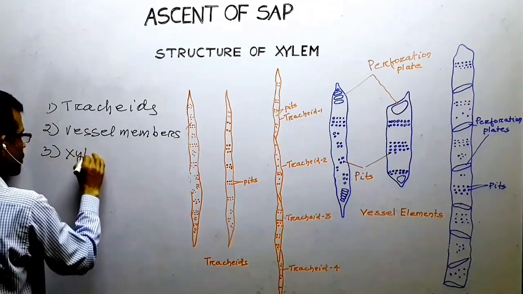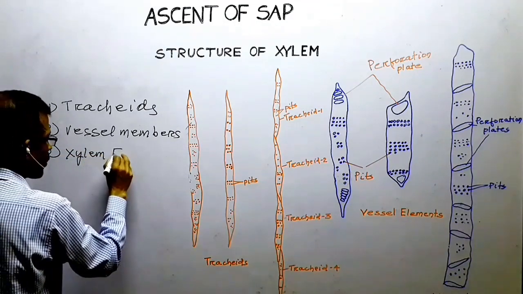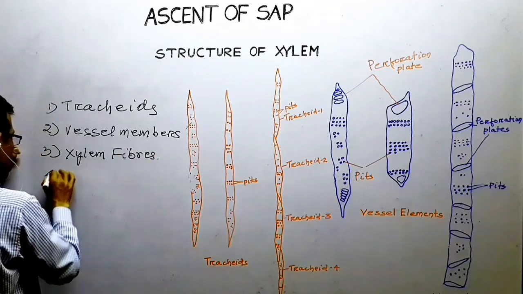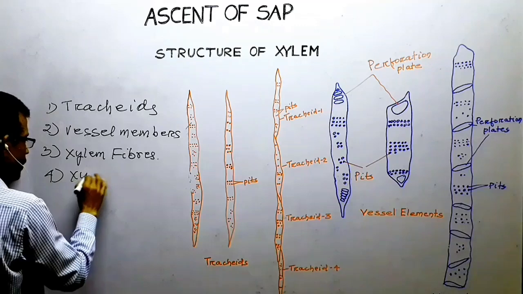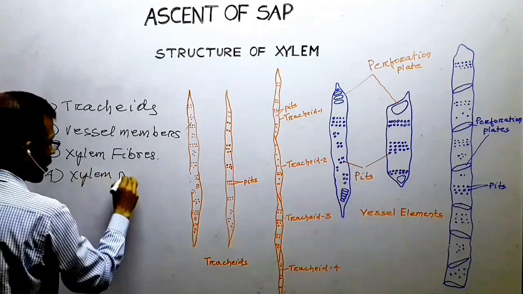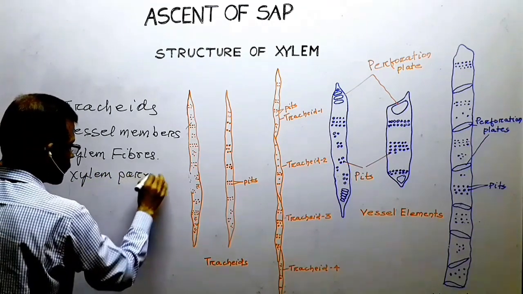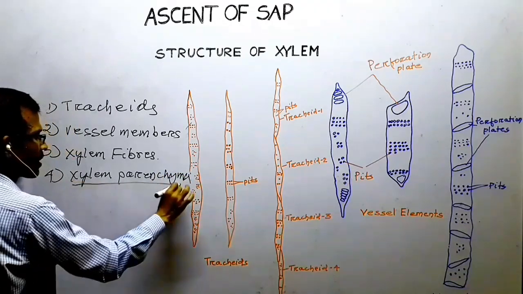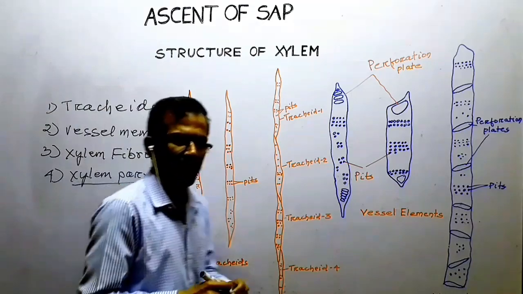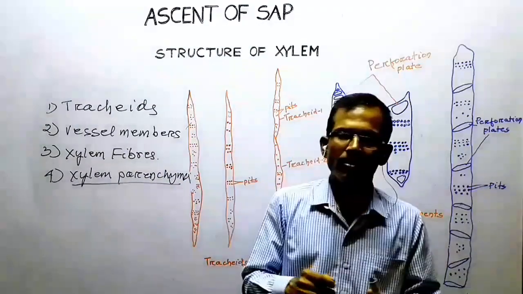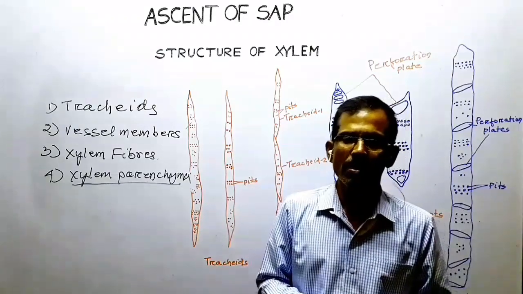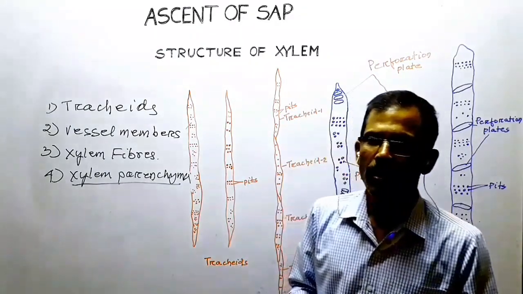xylem fibers, and last one is xylem parenchyma. The cells of xylem parenchyma are living. Their function is storage and lateral translocation of solutes.